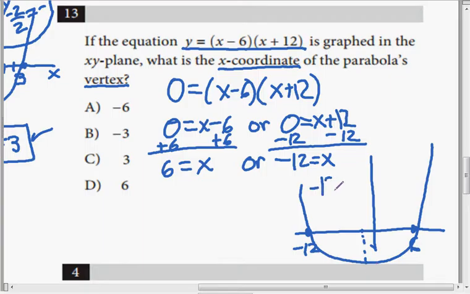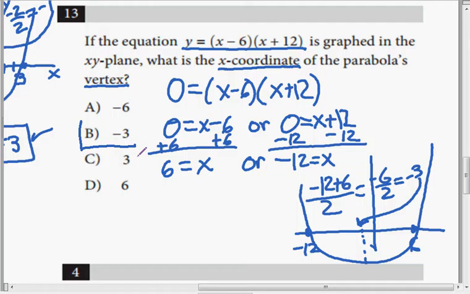So I will do negative 12 plus 6 divided by 2. I get negative 6 divided by 2, which equals negative 3. And that question asks for the x-coordinate. It doesn't ask for the whole vertex, so I don't have to do any more. I know the x-coordinate of the vertex is negative 3. Hopefully you'll be able to do that on the PSAT exam.